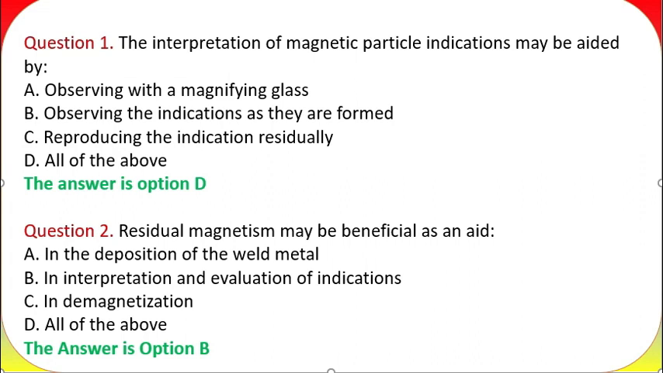Question 2. Residual magnetism may be beneficial as an aid: A. In the deposition of the weld metal. B. In interpretation and evaluation of indications. C. In demagnetization. D. All of the above. The answer is option B.